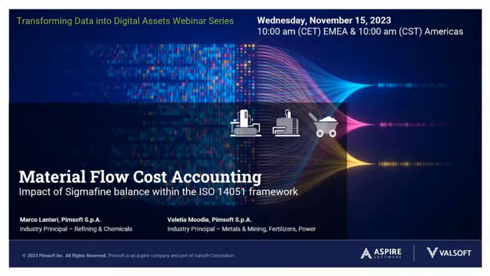ISO 14051 framework. Material flow cost accounting, MFCA, offers several benefits to the process industry: cost reduction, environmental sustainability, enhanced resource efficiency, improved profitability, and compliance with standards and regulations. In this webinar, we will cover an overview of material flow cost accounting and show how Signifying plays a significant role in supporting MFCA through accurate data collection, material balance calculations, loss monitoring and reporting, process optimization.